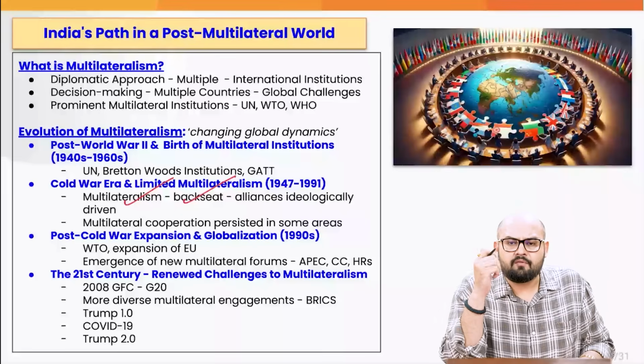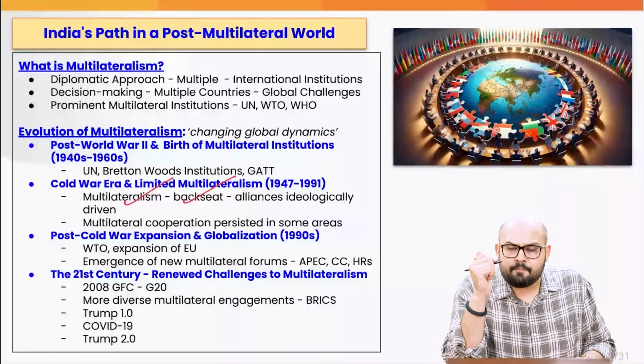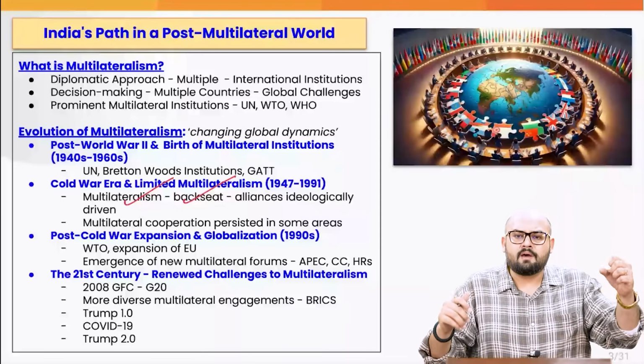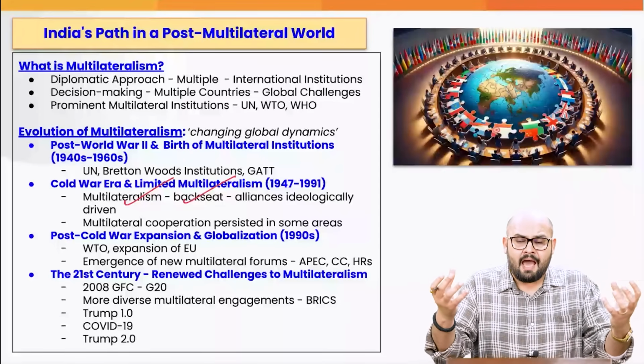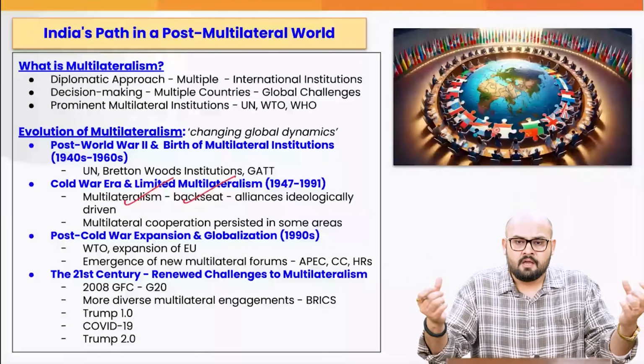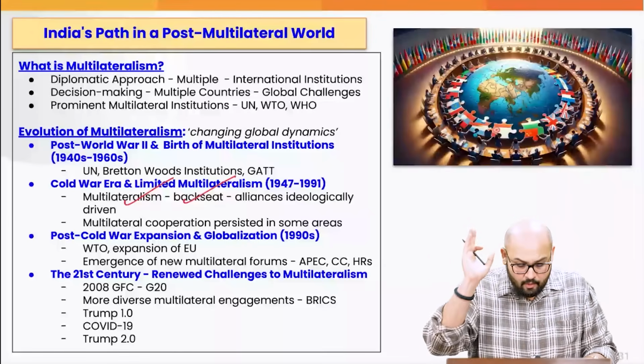You must be aware of NATO, right? North Atlantic Treaty Organization. You must be aware of the Warsaw Pact, right? So different countries were armed together in different groups, primarily two groups, which were at loggerheads with each other. So ultimately the prospects of multilateralism were quite low in nature.